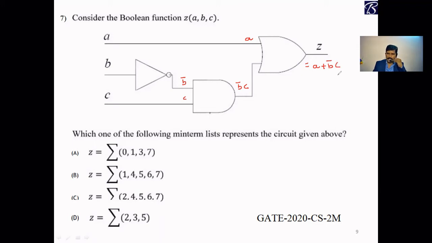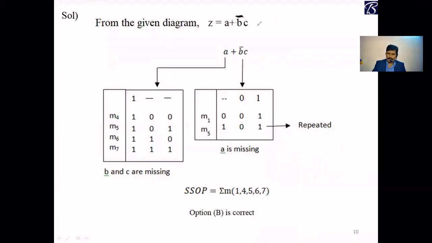Now this is SOP form, but not standard SOP. How can we get standard SOP so that we find all the minterms? Convert this SOP into standard SOP by any one method. Given expression is A plus B bar C. Here B, C are missing. Total 3 variables are there. So these two are hyphen, hyphen. Here A is missing. That's why this is hyphen and 0, 1.